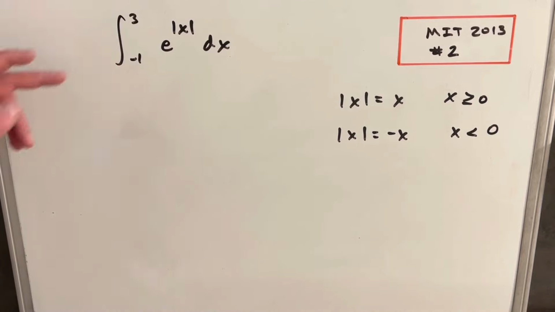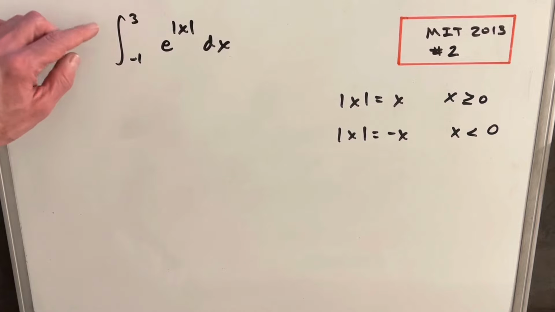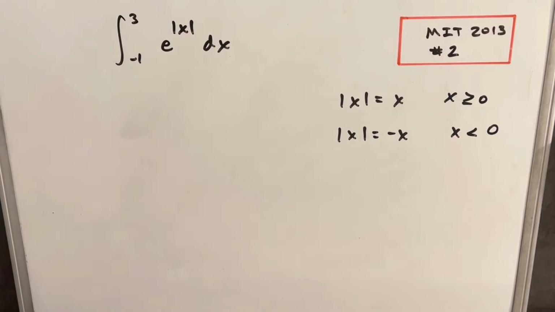So all we really have to do here is break up our boundary. We just need to break up this integral into 2 and evaluate it when it's positive or negative.